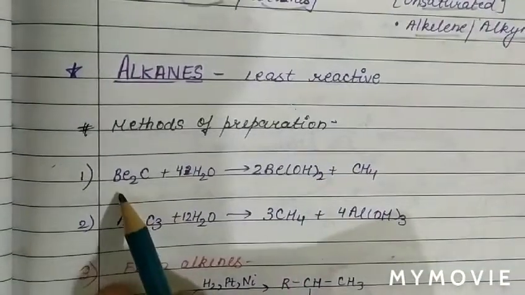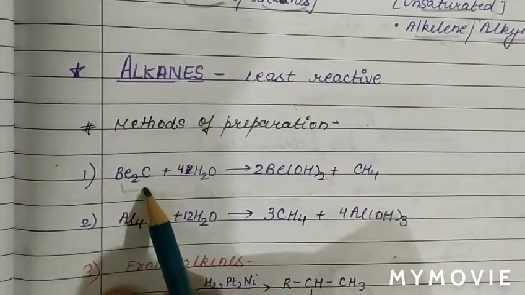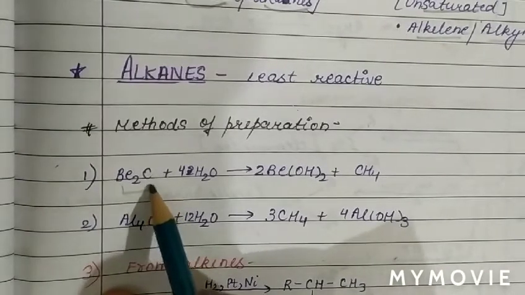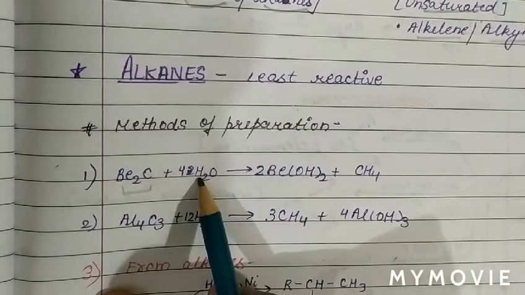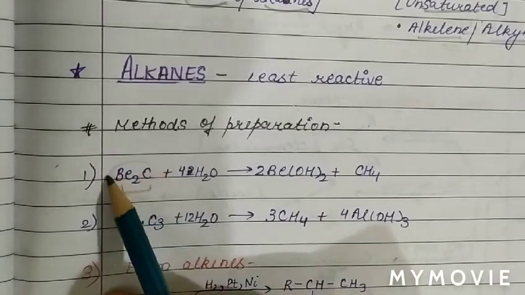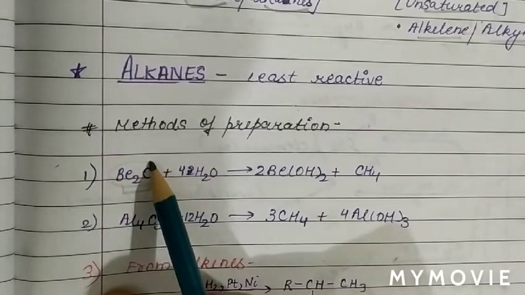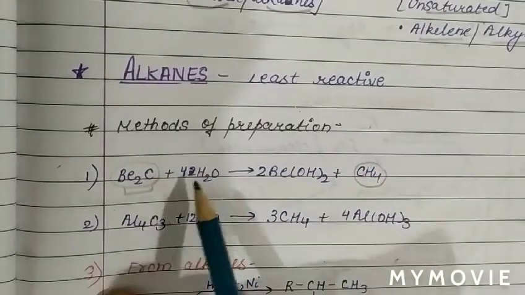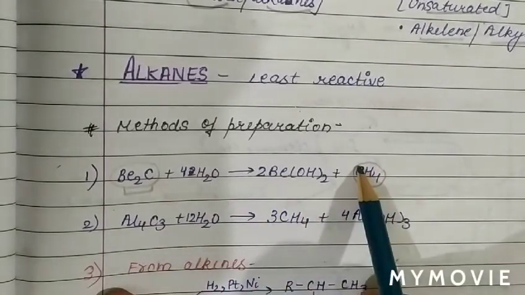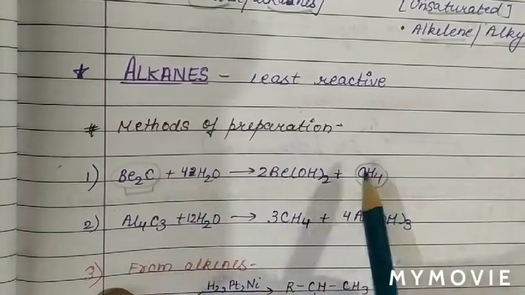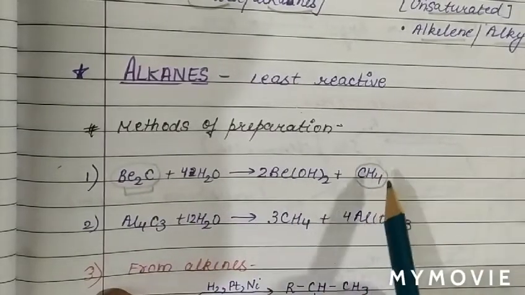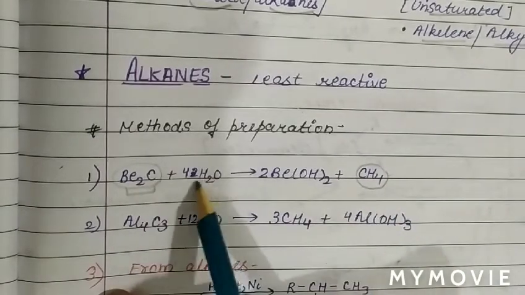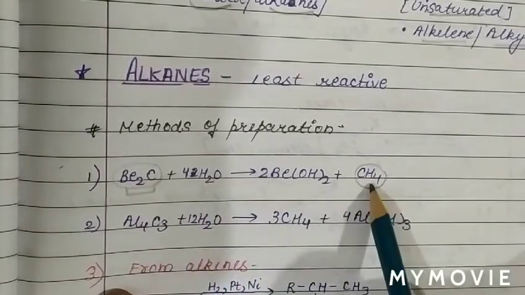See, as we have discussed in S block and P block, this is beryllium carbide. This reaction is also called methanide reaction, because beryllium carbide on hydrolysis gives methane gas. Therefore we call this reaction methanide reaction because methane gas is prepared in this reaction.